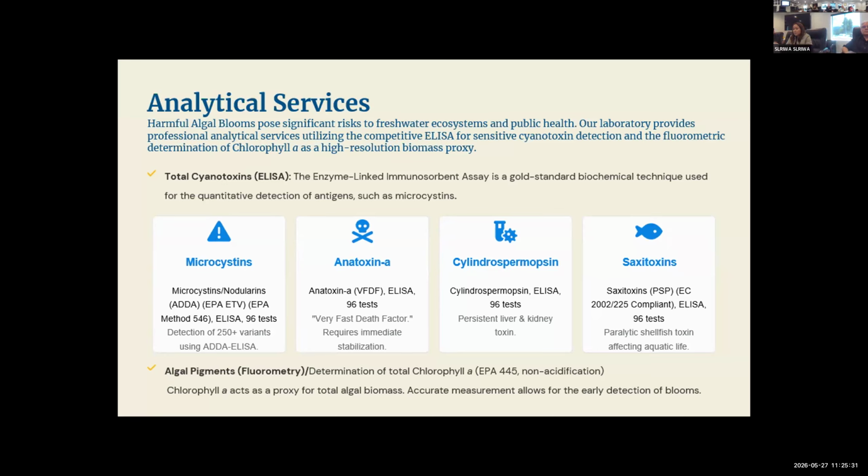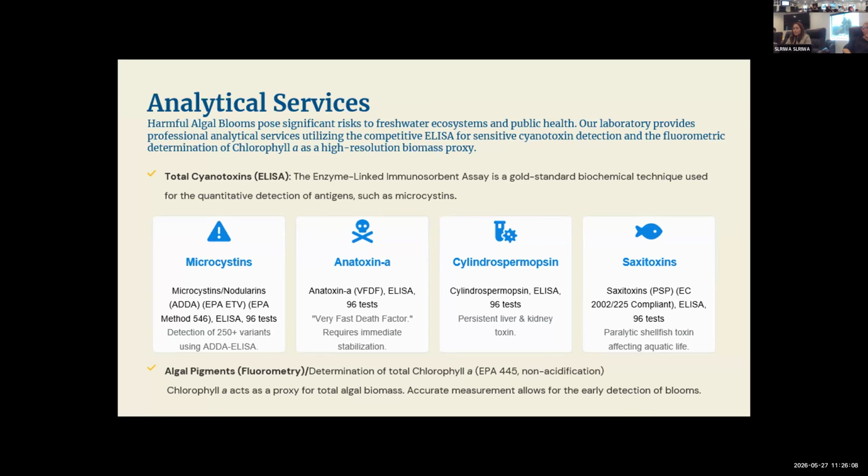We provide total concentration analysis for 4 key cyanotoxins: microcystins, anatoxins, cylindrospermopsins, and saxitoxins, using the ELISA method to ensure high sensitivity and accuracy. And for those less familiar with the technique, ELISA is a gold standard biochemical method that relies on the highly specific binding between antibodies and antigens. By measuring the intensity of the resulting reaction, we can precisely quantify the concentration of the target toxin.